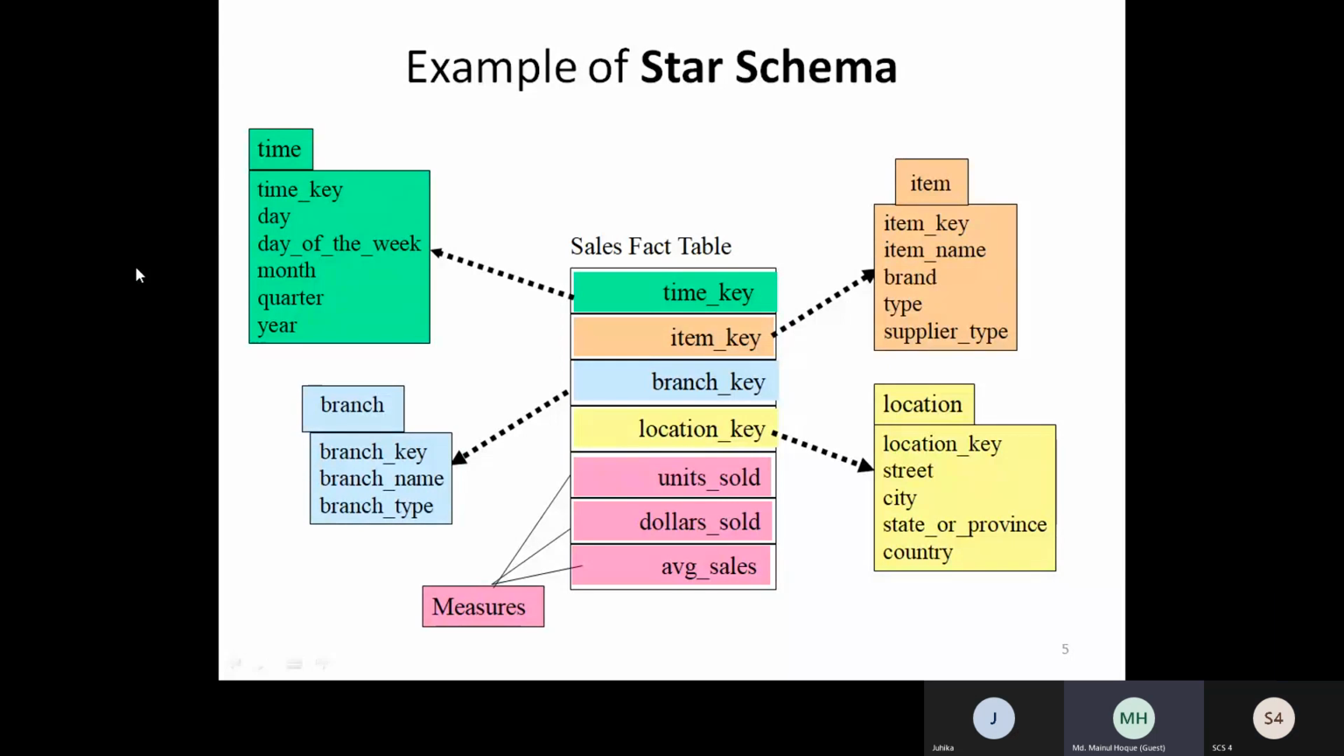So the center table is the sales table, the fact table. Here we have this time key, which is connected to another table called time. Then item key is connected to another table called item, location key is connected to another table called locations, and branch is connected to another table called branch. This means if we need to access the details of this time key, we have another secondary table. There's a primary and a secondary, where all the details about that particular time are available. It's connected by a primary key called time key.